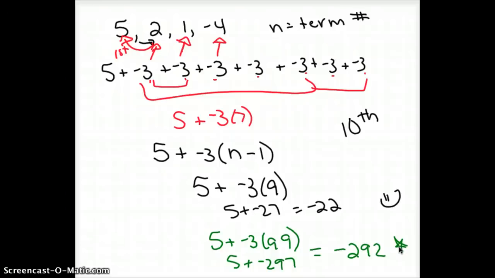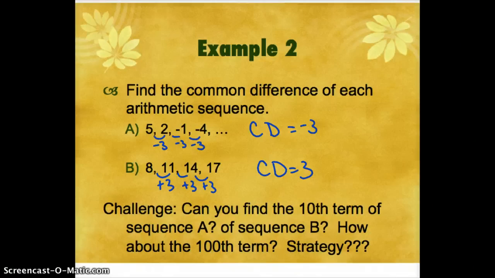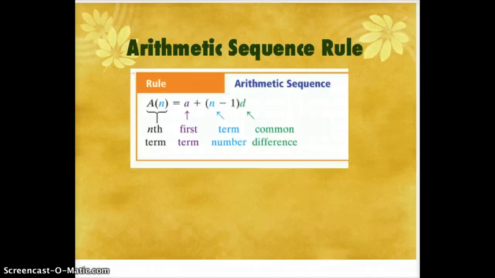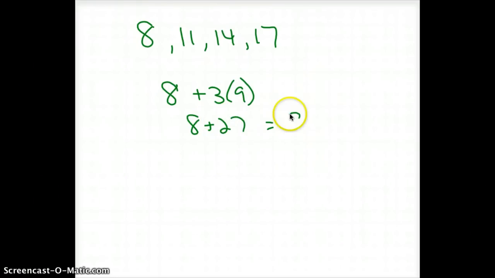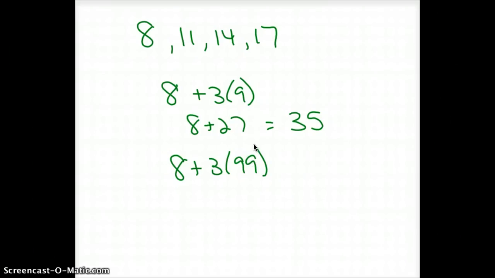And let me just go back and see if you got the other answers right for the other term. But this one, B, 8, 11, 14, 17. So if I'm looking at that, this time I'm adding 3 every time. So if I get to the 10th term, I've added 3 9 times to 8. So 8 plus 27 should be 35 was the 10th term there. And then for the 100th term, 8 plus 3 times 99.